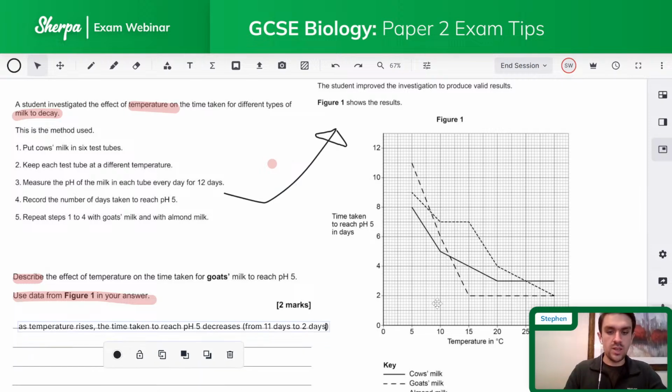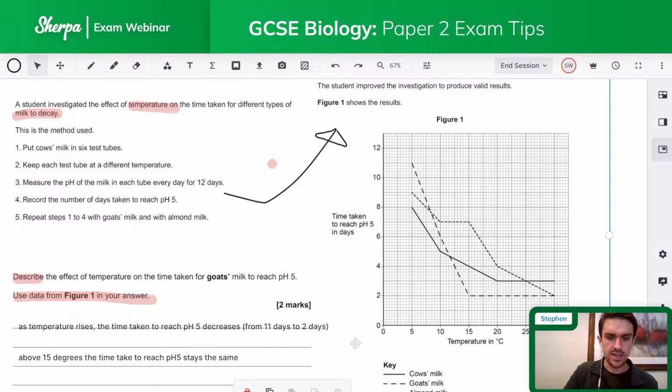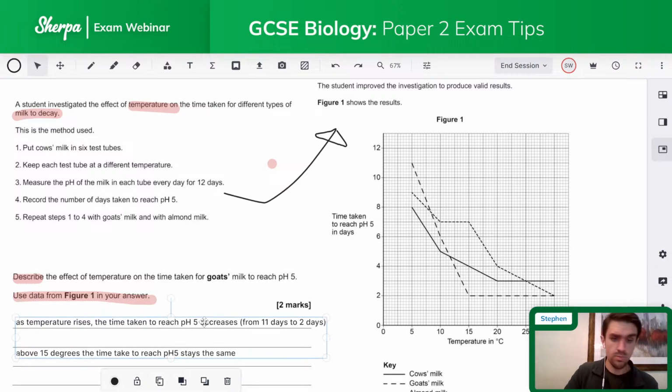We can then see more because it changes. And then when it gets to this point here, it flattens out. So we can say at 15 degrees or above 15 degrees in temperature, the time taken to reach pH 5 stays the same. And those are your 2 marks. One for saying it decreases to start with, and another for saying it stays the same. You could even say it plateaus. Fantastic. So that is our describe question. No biology specifically, we're just describing the graph.